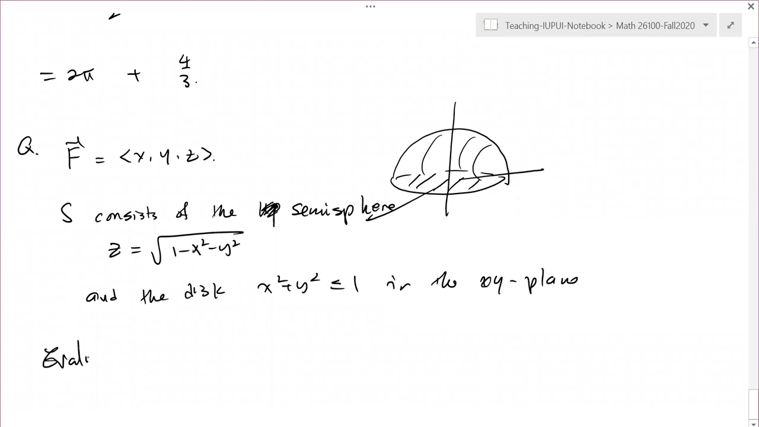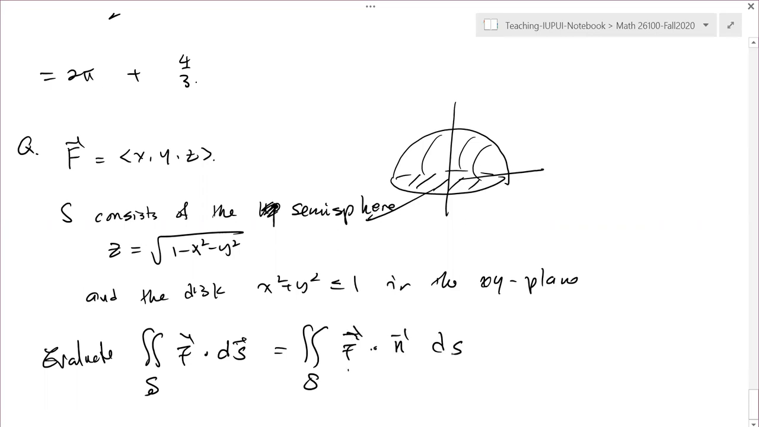And we want to evaluate the surface integral of F dot dS. So what is the best way to solve this problem? We can try 2 different ways.